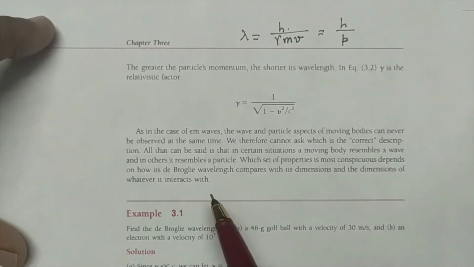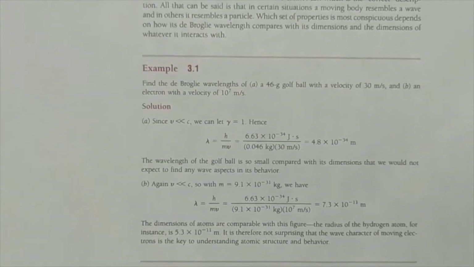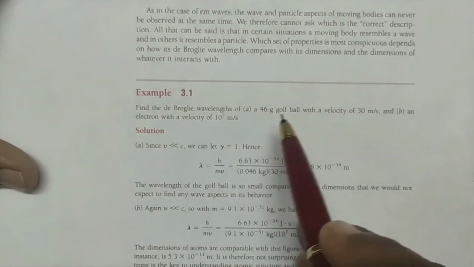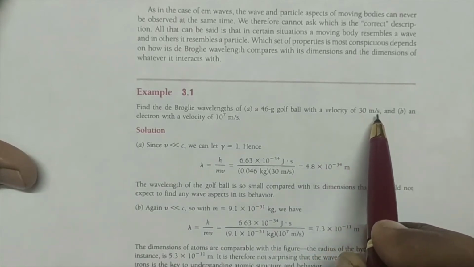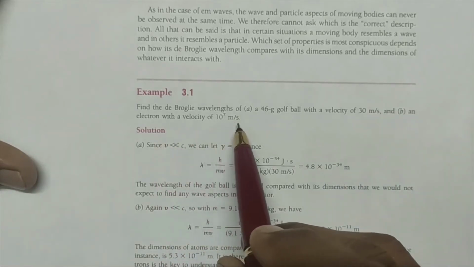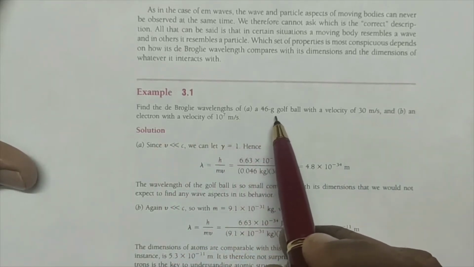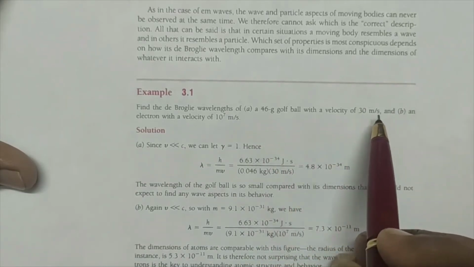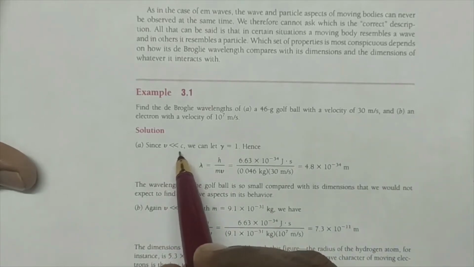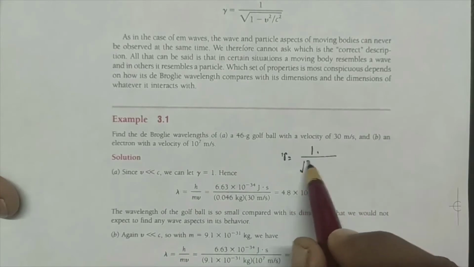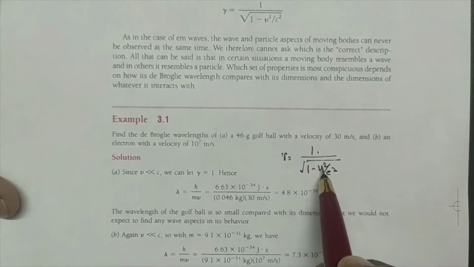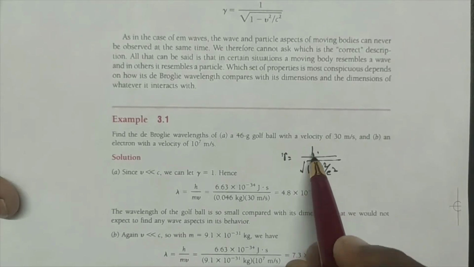To understand this, let's come to this example, which asks us to find the de Broglie wavelength of a 46 gram golf ball moving with a velocity of 30 meters per second, and an electron with a velocity of 10 to the power 7 meters per second. First, the 46 gram golf ball with a velocity of 30 meters per second. Because 30 meters per second is much less than the velocity of light, we can safely set gamma equal to 1, because gamma is 1 upon the square root of 1 minus v square by c square. Since v is much less than c, v square by c square is almost 0, so gamma becomes 1.